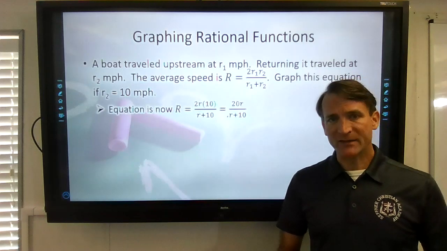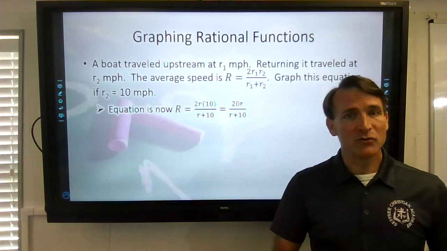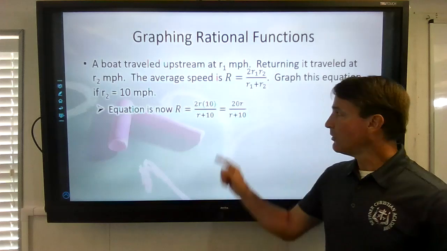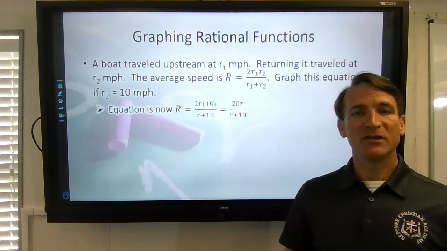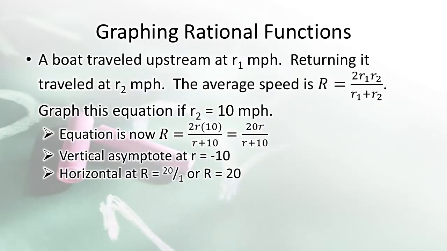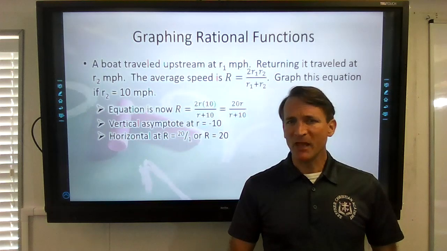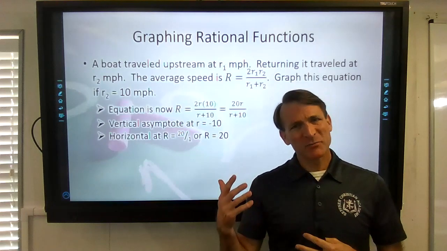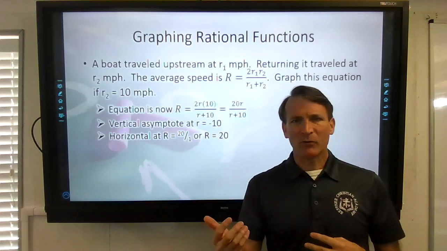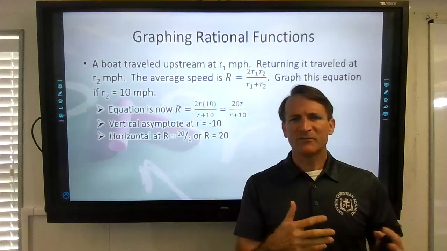What about a vertical asymptote? My vertical asymptote occurs where my denominator is equal to 0. So if I have a negative 10 for my r value, that is going to give me my vertical asymptote. Since this is a real-life situation, negative speed really doesn't make much sense. It would indicate perhaps going backwards, but in this particular scenario, there is no backwards.